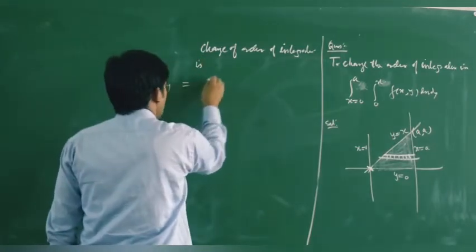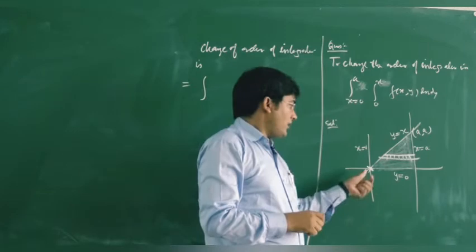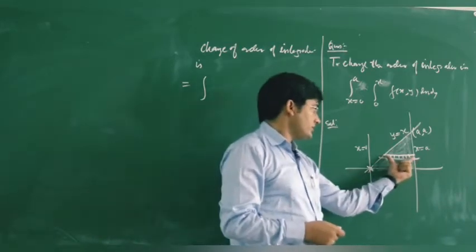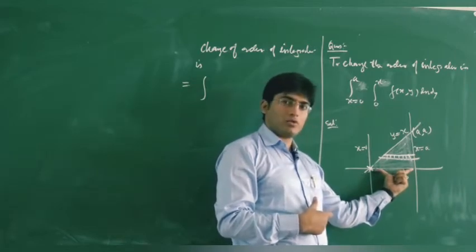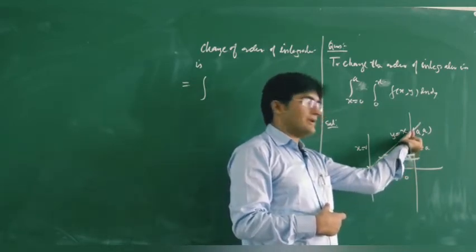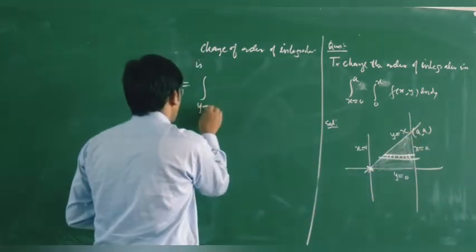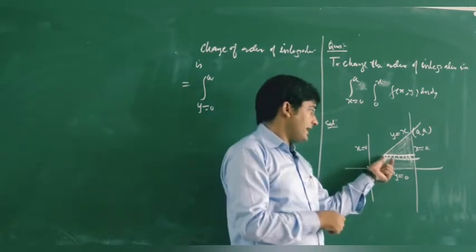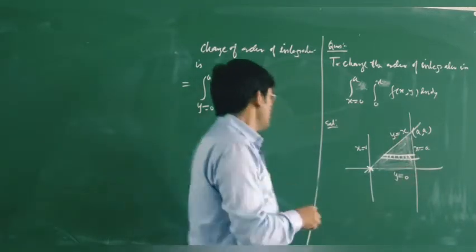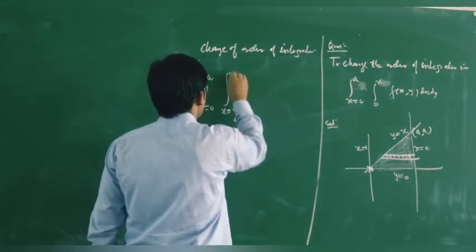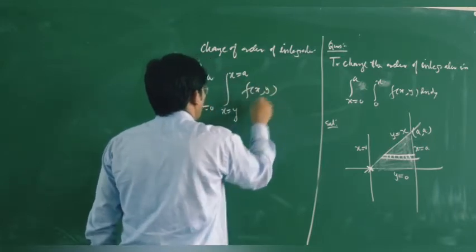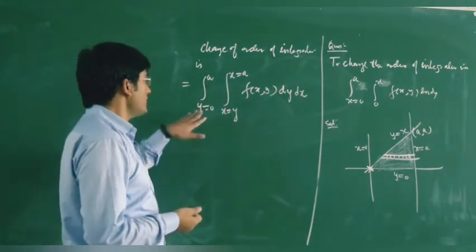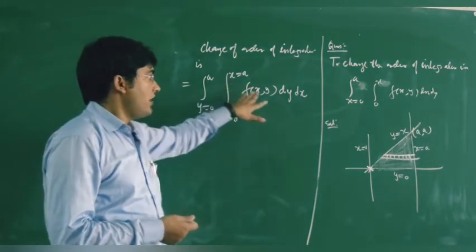Initially the limits of x were constant, now we will have the limits of y as constants. Move the strip to the lowest point: here we have y equal to 0. Then move the strip towards the highest point: at this point y is a. So the values of y are from 0 to a. Then for the limits of x, just take the end points of the strip. At this end point x is y, and at this point x is a. So x will be from y to a, then f(x,y). Now we change the order, so this becomes dx dy to dy dx. So the changed order of integration is y equal to 0 to a, x equal to y to a, f(x,y) dx dy.